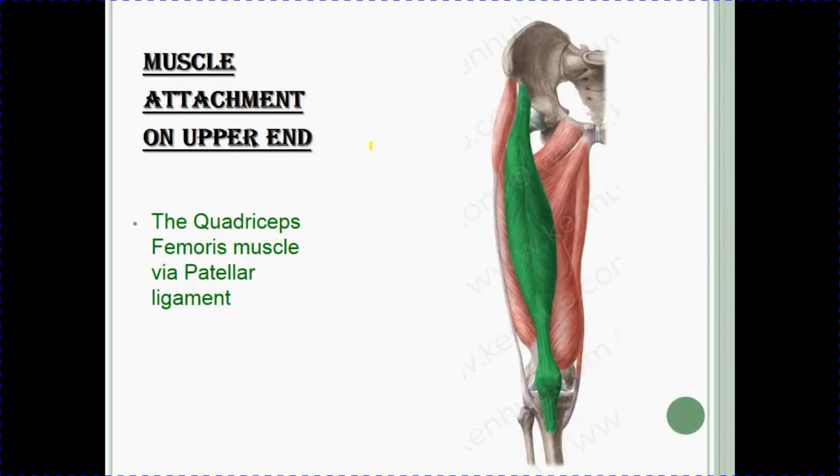Now in this figure you can see the green highlighted muscle, this is quadriceps femoris muscle, and it is inserted on the tibial tuberosity via the ligament which is called the patellar ligament. This is patellar ligament and it is inserted on the tibial tuberosity.